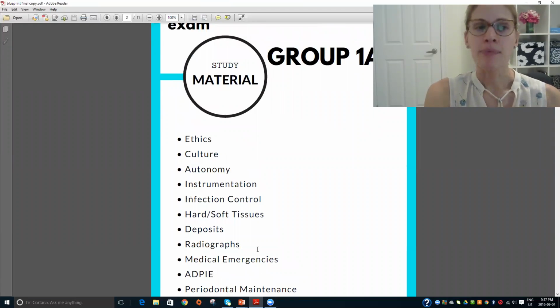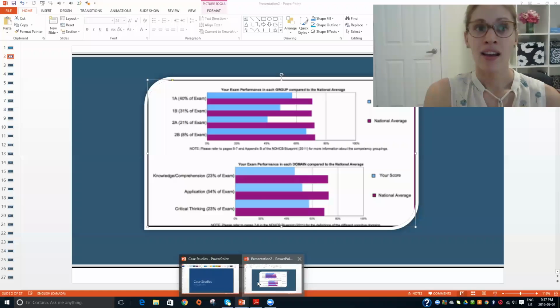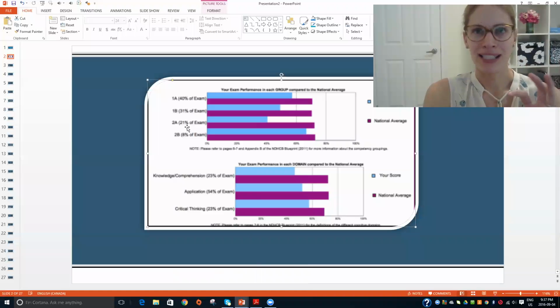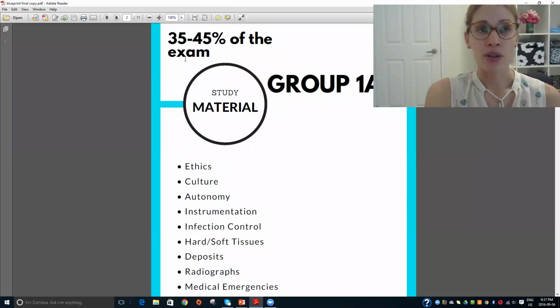As an example, for group A, you need to know all of these topics. I kept it simple. You obviously have to know the subcategories of ethics, culture, autonomy, instrumentation, but I just kept the topics simple. Even if you haven't taken the board exam before, it is good to know the different types of categories that you need to study. I say this because case studies usually involve a little bit of each topic.